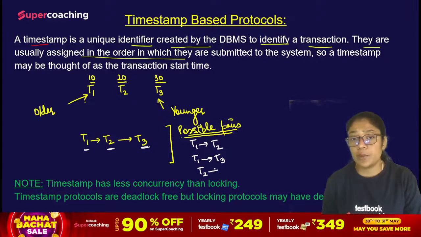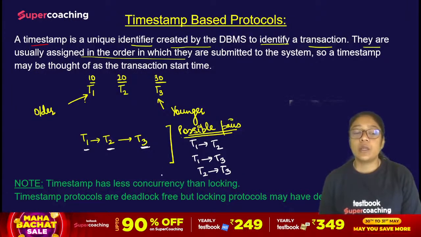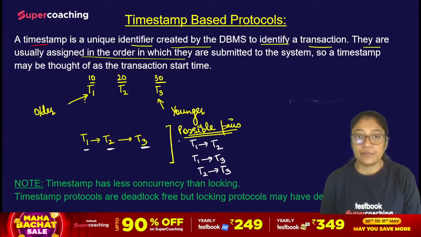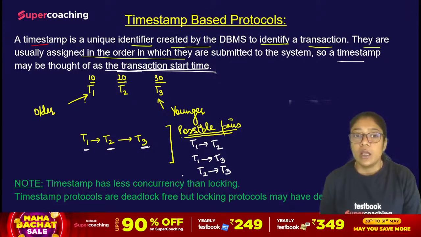Is there any other possibility? No other possibility of a conflict pair. So here, three conflict pairs are possible. Okay? Is this clear? So basically, you can think of the timestamp as the transaction start value. An important point to note here is that timestamp has less concurrency than locking.